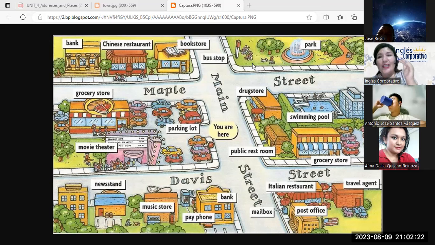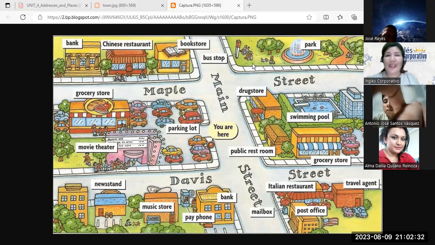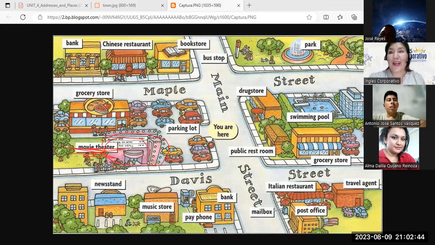The grocery store is behind the... ¿Está detrás de qué? Ok, ¿detrás de qué está? Aquí está el lugar, ve. The grocery store is behind... movie theater. The grocery store is behind the movie theater. Alma, va a acostarse. Have a good night. José, vamos. Thank you, teacher. You're welcome.